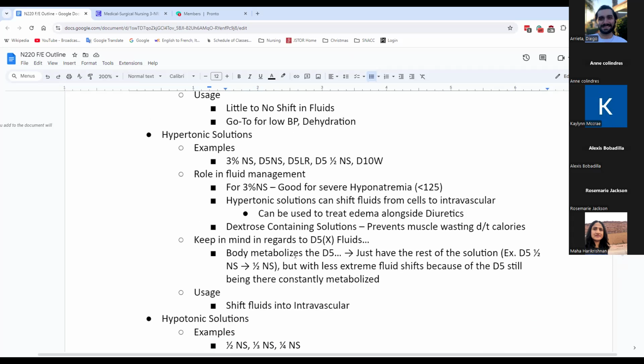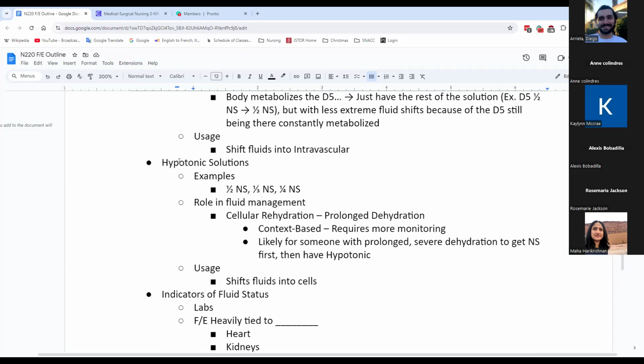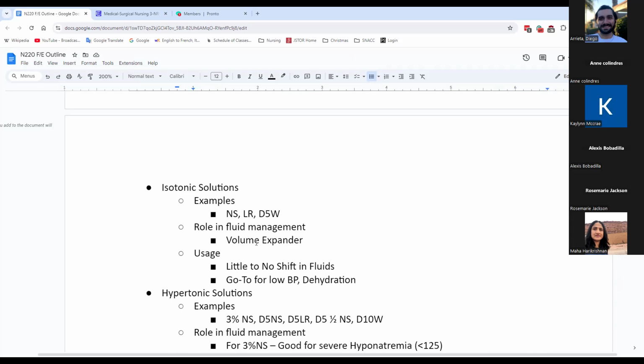Okay, so think of it like this: you use your hypertonic and your hypotonic when you want to shift fluids around, but somebody with severe dehydration or low blood pressure or in shock doesn't have that much volume to play around with. So you want more volume to play around with, so we expand it first. Does that make sense? Yeah.